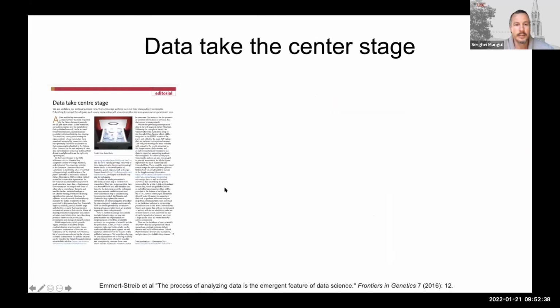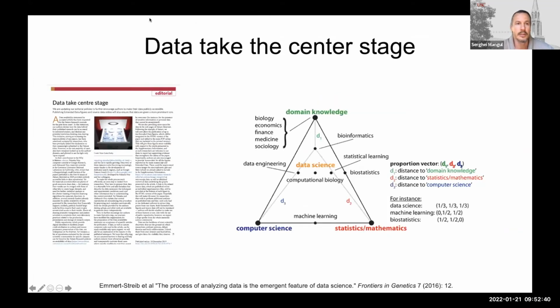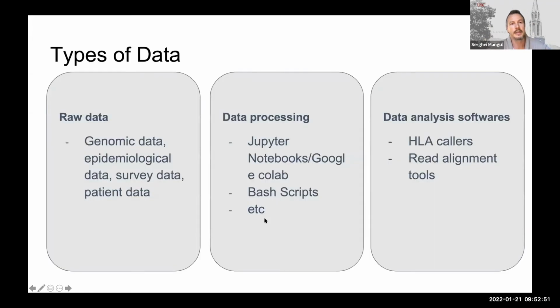Okay, so I think I've covered that. Just a couple of similar slides. It's about data science, and reproducibility and transparency are the key to that. Okay, so types of data, right?